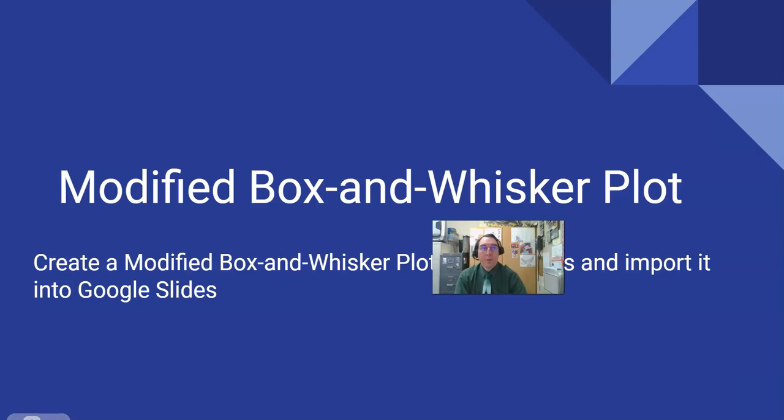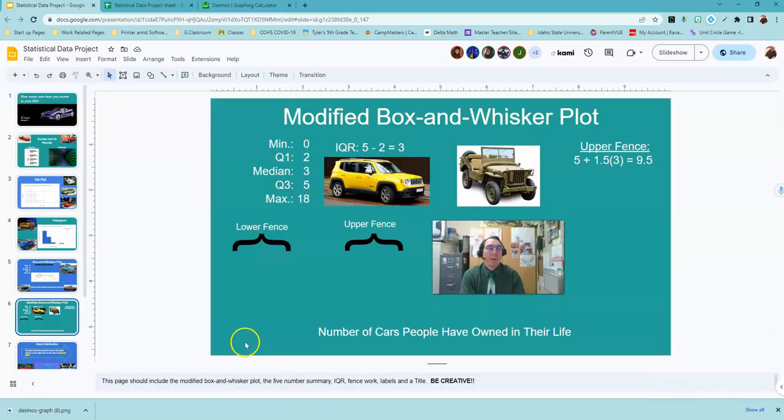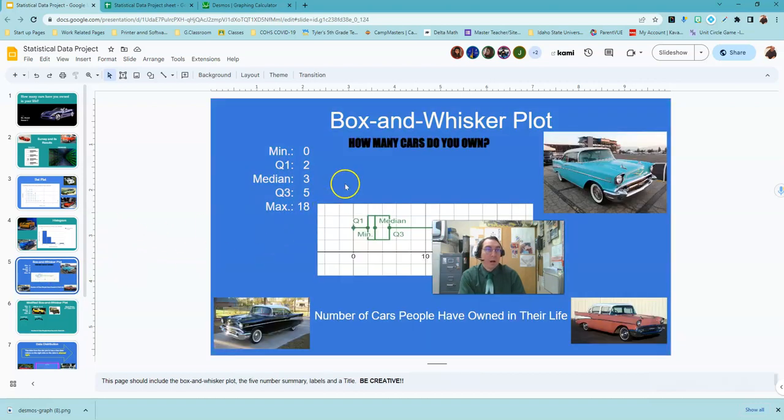Alright, in this video we are going to make our modified box and whisker plot. To do this, first thing we want to do is go back to our slides. In our slides we want to list the minimum, the Q1, the median, Q3, maximum, just like we had in our box and whisker plot slide. We had the minimum, Q1, median, Q3 all listed here, and then we labeled that on our graph.